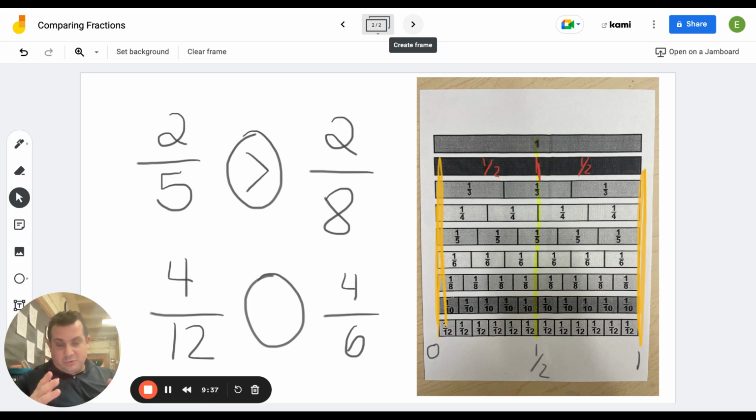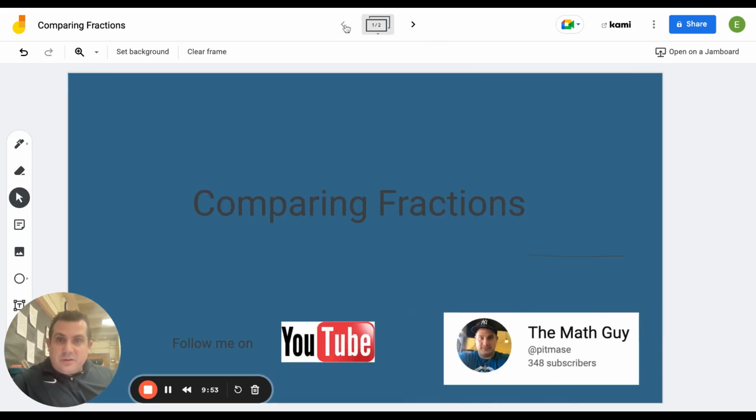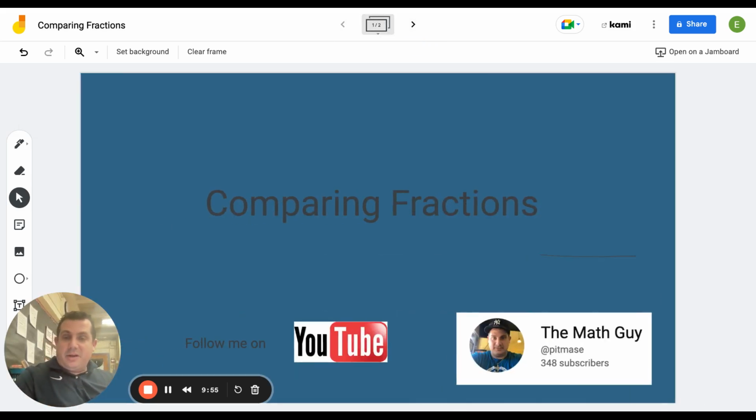If you have to cut it up 12 ways, the pieces will be smaller, and you could look at your fraction number lines over here to help you out. So I'm going to put 4/6 would be greater than 4/12. All right, so that's what we went over in class today on comparing fractions.